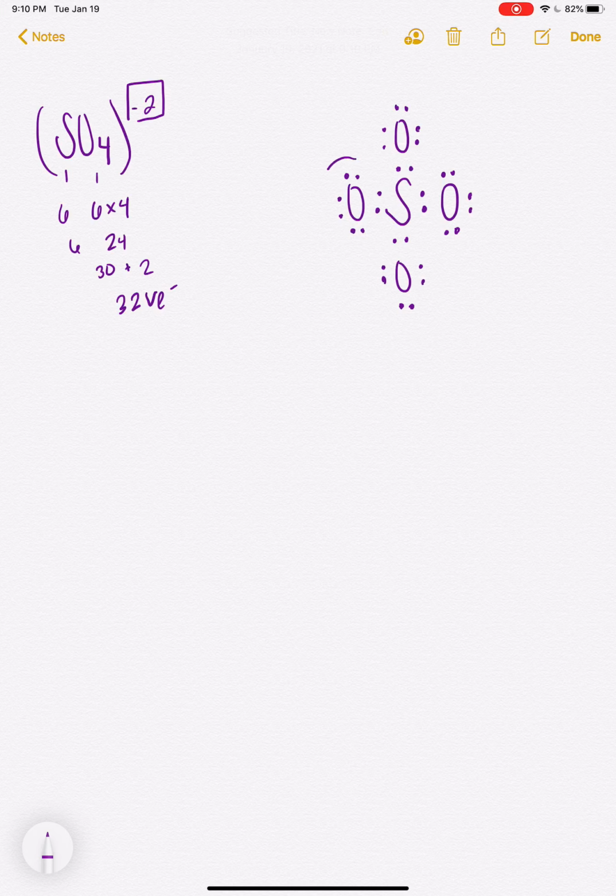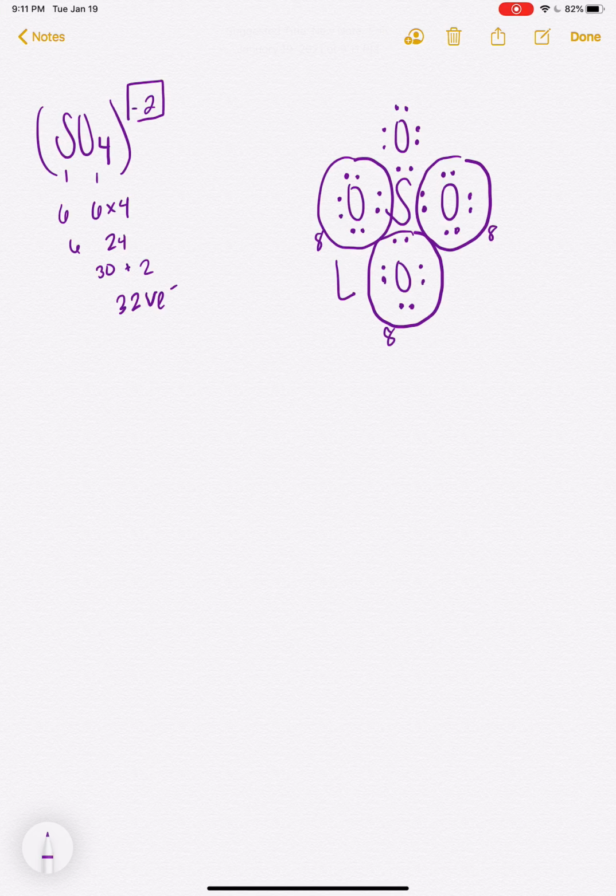Okay, so I've got 8 on this oxygen, and then 8 more on this oxygen, that makes 16. 8 more on this one is going to be 24. And then 8 more on this one is going to make 32. And so that gets me the 32 valence electrons I need. And everybody, including this sulfur in the middle, has a full octet. And so that's how you would draw the Lewis structure for the polyatomic ion sulfate.